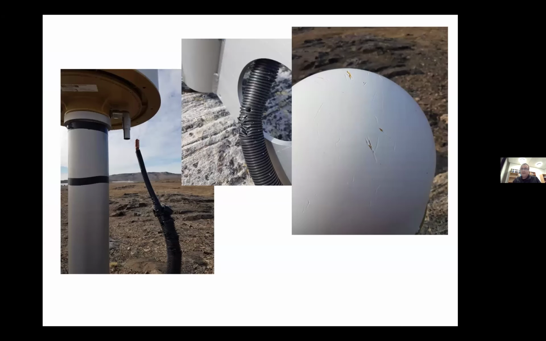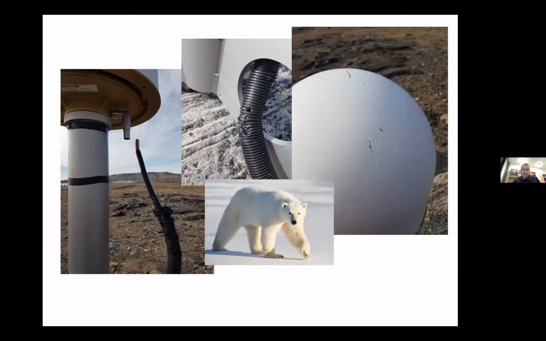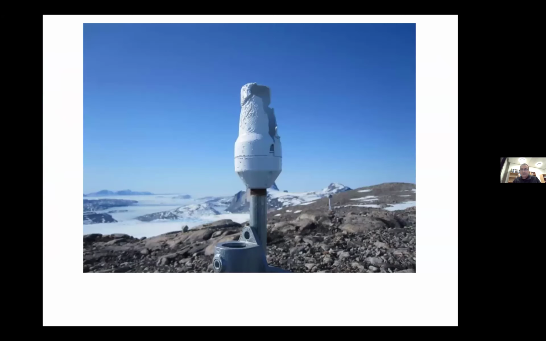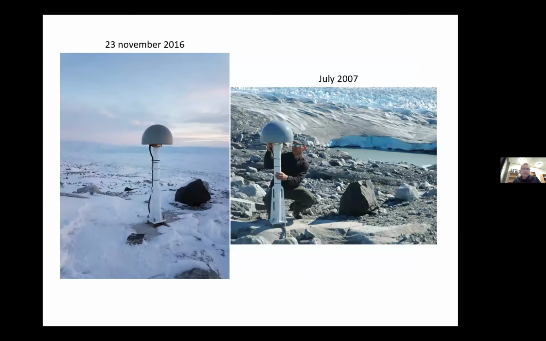We do also run into problems, and this is typically polar bears. They cut our cables, and then we have to revisit the stations. And most of the time, it's just the communication. So we use Iridium, and if it's just the communication, then the data is still logged, and we can download it whenever we visit the station. This is Kaga, a GPS station next to Kangerlussuaq Glacier.